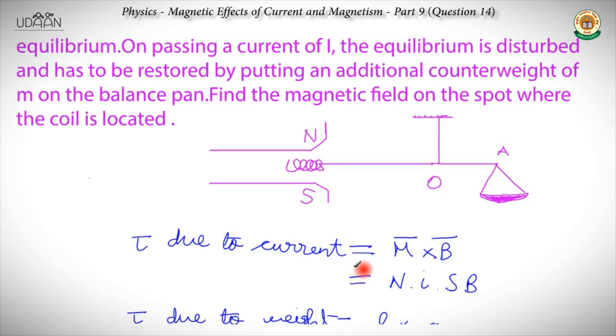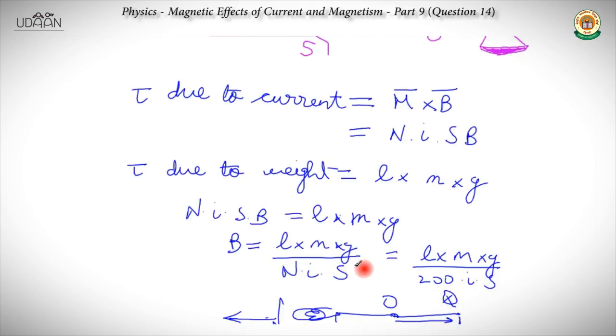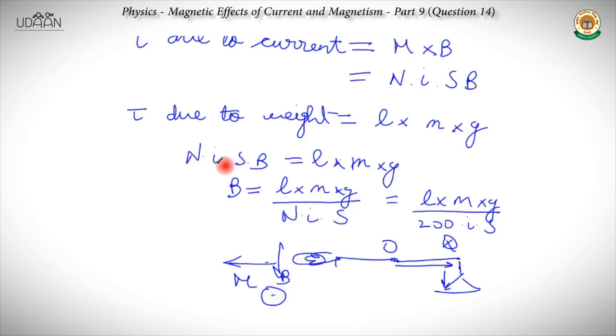First we start off with finding out the torque due to the current, right? Yes. And then we find out the torque due to the weight and balance both of these, and on equating these we find the answer for the magnetic field, which comes out to be L into M into G upon 200 into I into S. And then we touched upon a very interesting concept where we could find the direction of the magnetic moment.